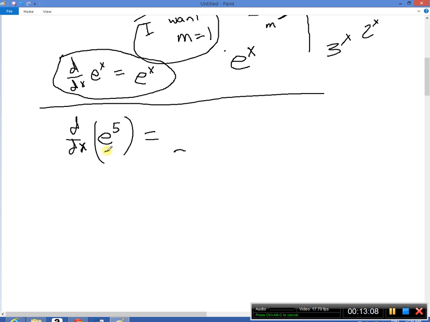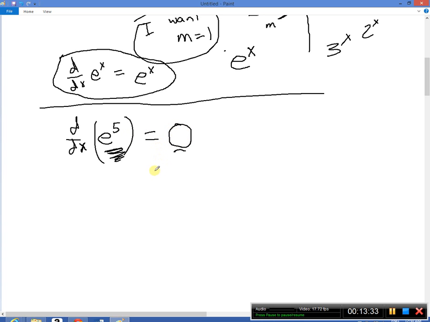Wrong. What kind of a thing is e to the 5th? The answer is it's a number. Do you see any x's in there? E to the 5th is a constant. It's the kind of thing you can punch into your calculator. So it's somewhere around 30, 40, 50, something like that. More than that, but less than 100, I think. In any case, it's a constant. So the derivative is 0.